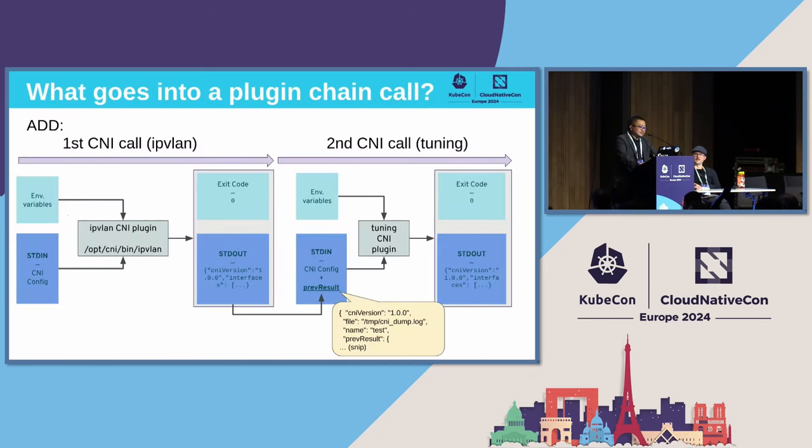So how are these plugins executed? This picture explains that. Of course, as I said, in a plugin chain the first CNI is executed, and then the second CNI is executed. This is not parallel. The first CNI call is pretty much the same as I explained before, but the second CNI call is slightly different. In the standard input, the CNI config is dynamically changed by libcni, injecting the previous output, which means the IPVLAN output goes to the prevResult field of the CNI config, and then the tuning CNI consumes the CNI config plus the previous result, identifying which interface is the target to configure.